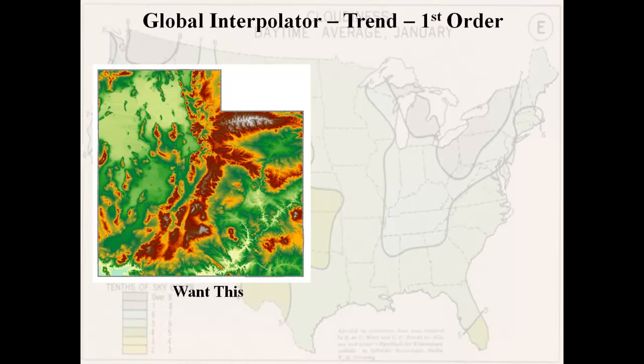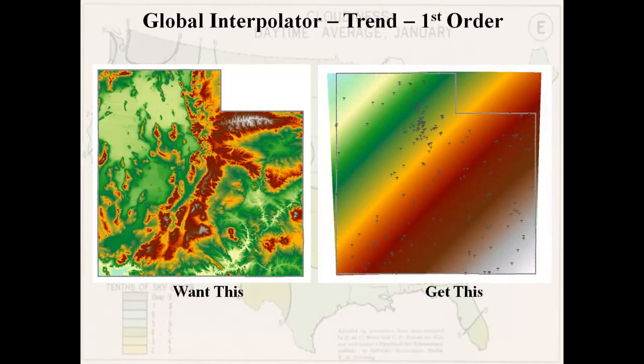Here's our example. We want to get to this depiction of Utah using a first order global interpolator. So we're going to interpolate and just get a plane to fit all that data. That's what this looks like. So this is a plane. This would be the highest elevation, and this side would be tilting down towards the lowest elevation there. A first order polynomial isn't going to fit data that obviously isn't basically flat or tilted in a uniform way.